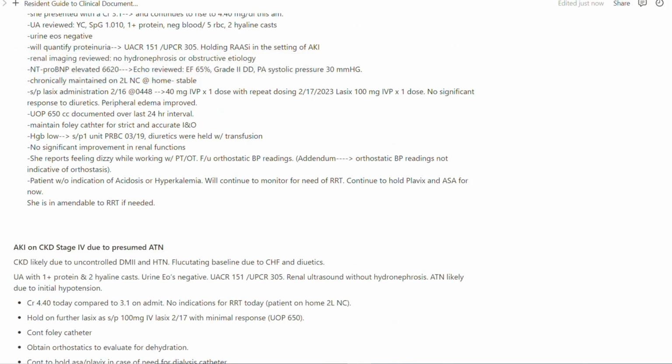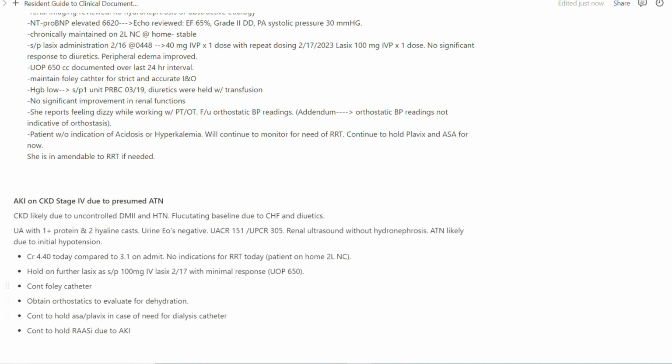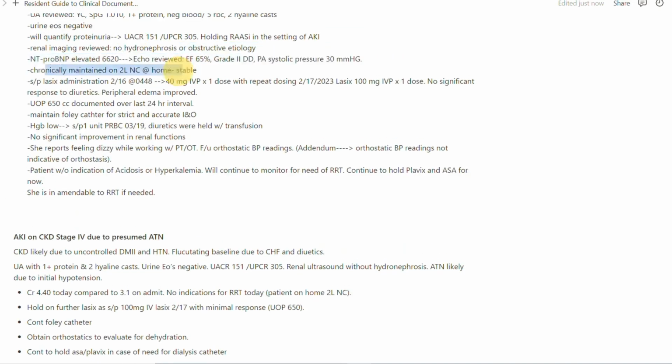Maybe they're making the point because this patient has rising creatinine, so they're talking about indications for dialysis. So maybe I will move that to maybe we'll say no indications for dialysis today because patient's on home 2 liters nasal cannula. That way there's a little bit more context of why you're including this in an AKI on CKD note.